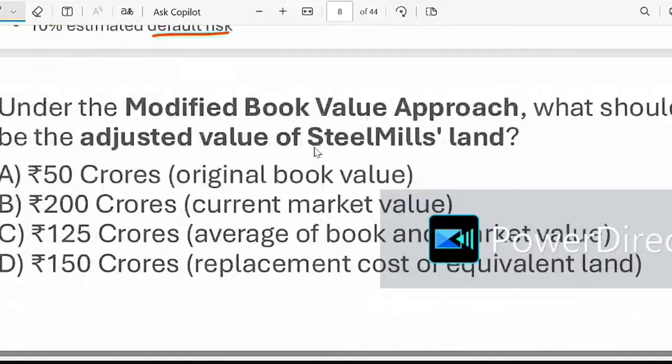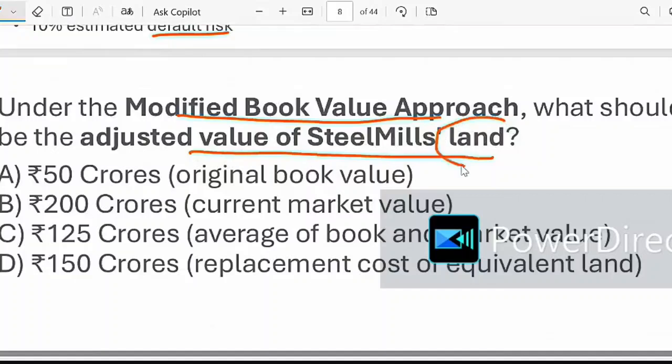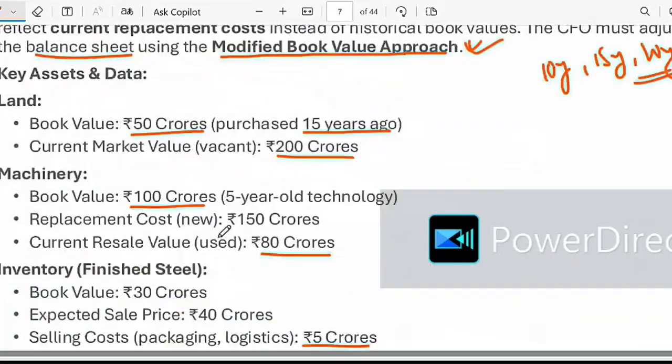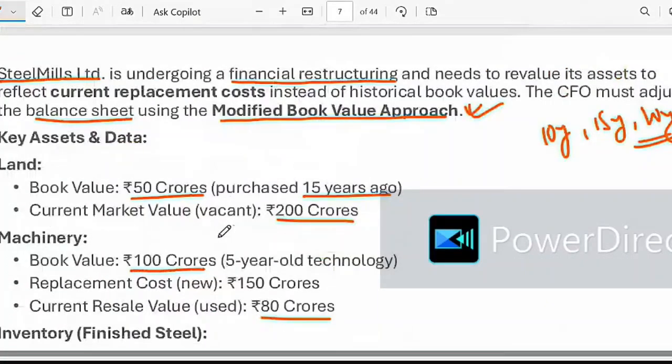First question is, under the modified book value approach, what should be the adjusted value of steel mill land? So first of all, talk about the land. Let's look at the land. Options are 50 crore, 200 crore, 125 crore, 150 crore. So let's look at the land. First of all, question is all about the land, right?